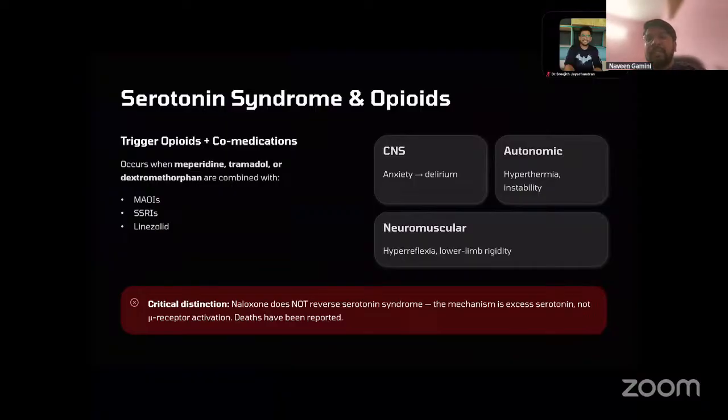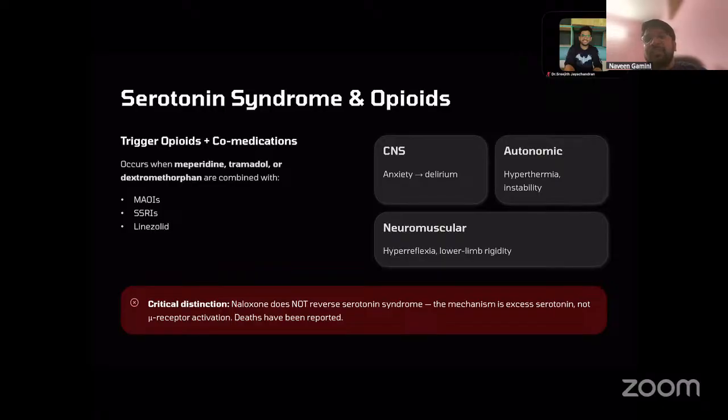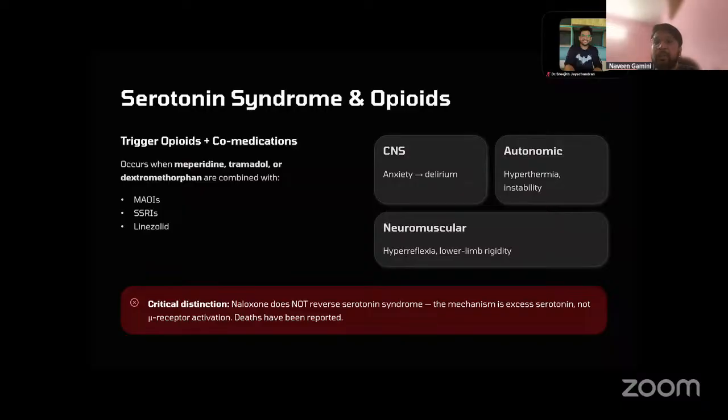Now, the critical point to note here is that naloxone will not reverse serotonin syndrome, because the mechanism of serotonin syndrome is excessive serotonin and not mu receptor activation. So in serotonin syndrome, which develops with co-ingestion of opioids and the trigger co-medications, there is no role of naloxone as the treatment.